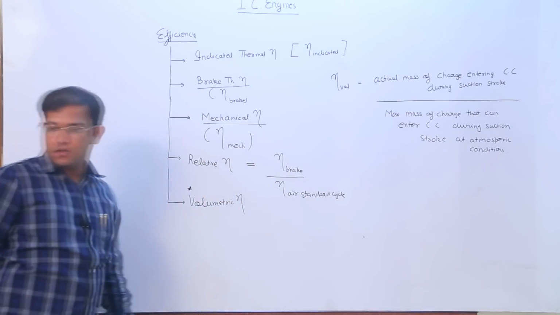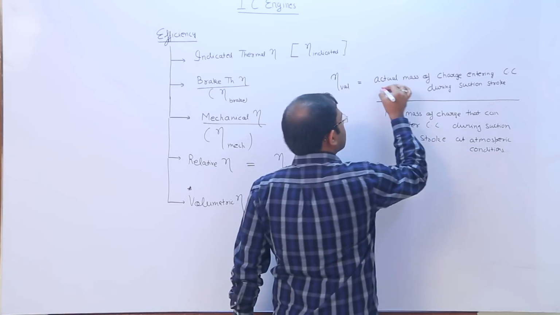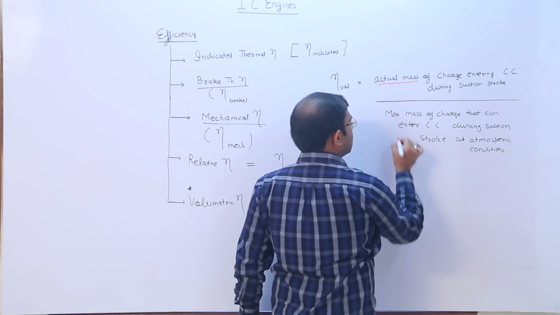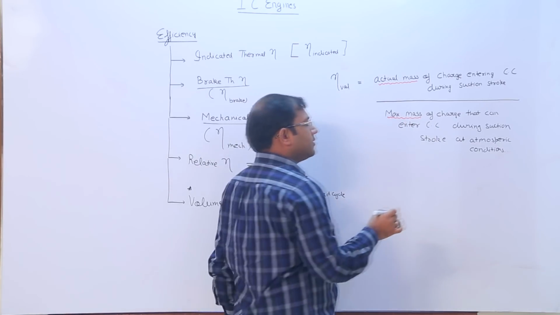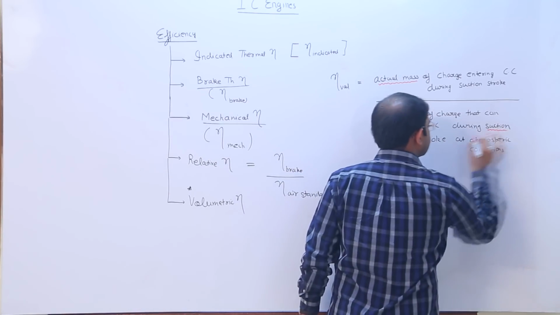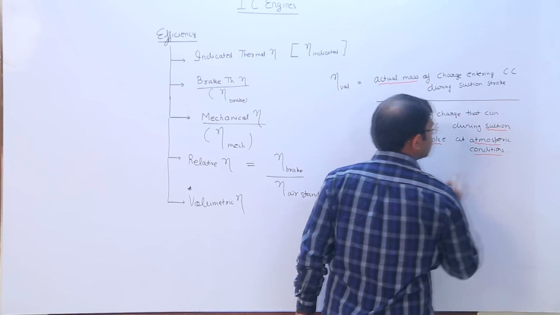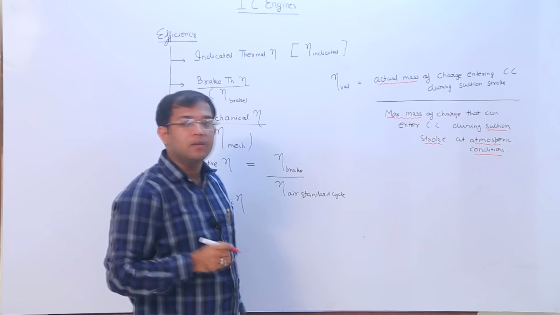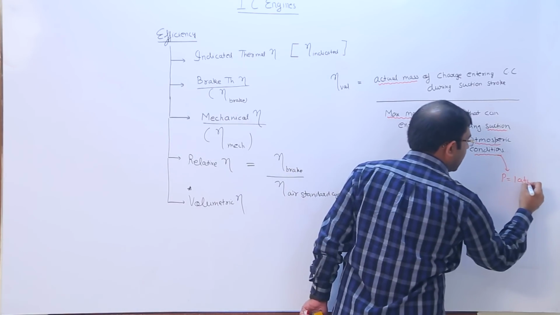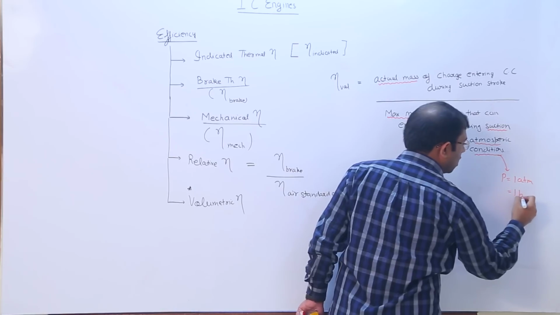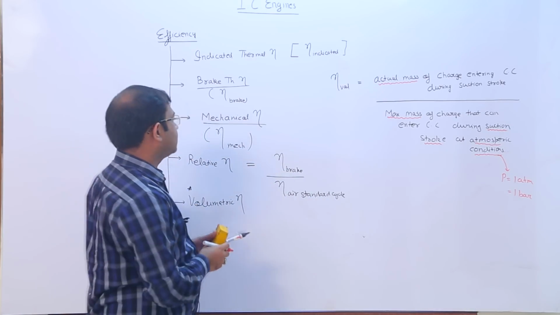Now see students, here this is very important, the actual mass and the maximum mass. Moreover, other technical terms used here are suction stroke and atmospheric conditions. Now what do we mean by atmospheric conditions? When the pressure is equal to 1 atmosphere or almost 1 bar. Is it okay?